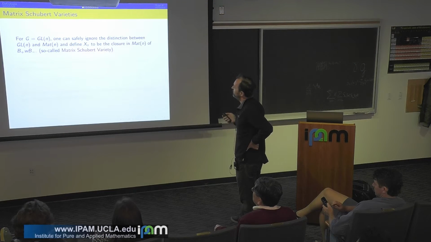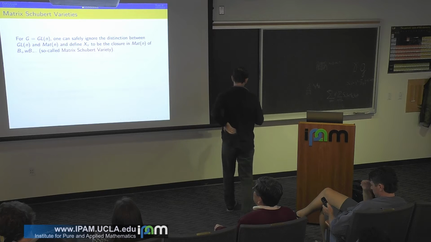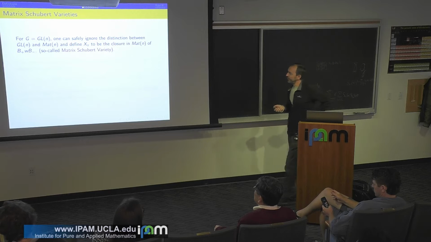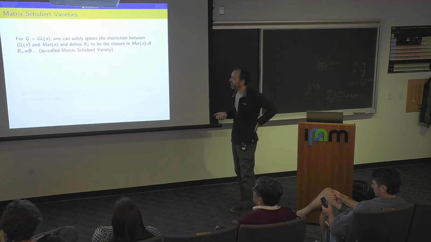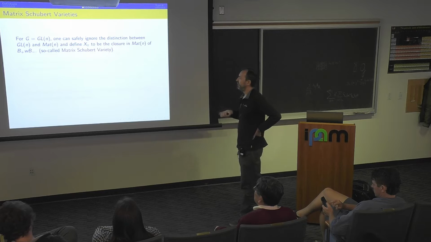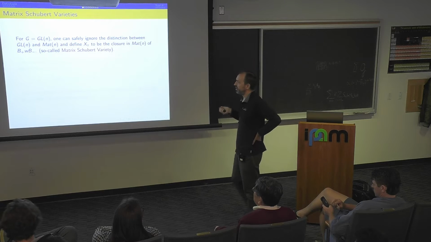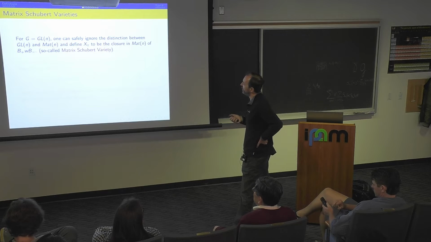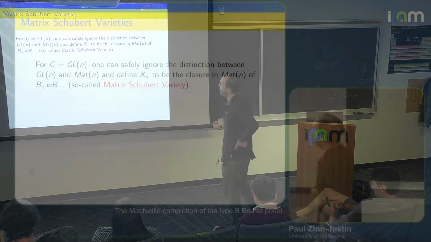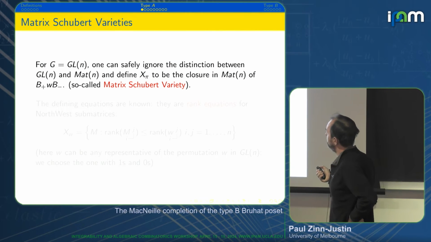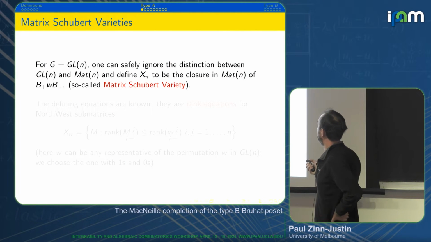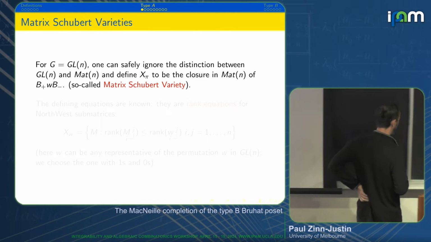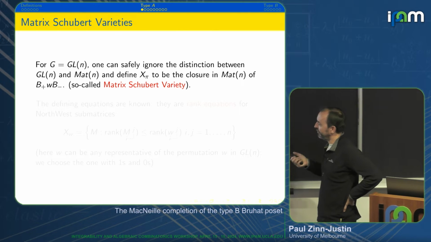OK, so type A. I'm going to work now for general n, G equals GLn. The first thing I'm going to do is ignore the distinction between GLn and all matrices of size n. In the whole discussion before, all the matrices were supposed to be invertible, but that actually plays absolutely zero role. So for all practical purposes, you can redefine XW to be the closure not in GLn, but in the whole set of n by n complex matrices, of the same B plus w B minus. That subtle redefinition is exactly at the heart of what's called a matrix Schubert variety.